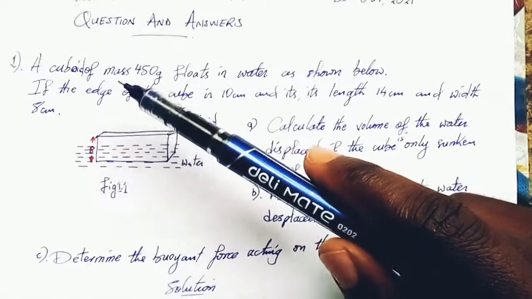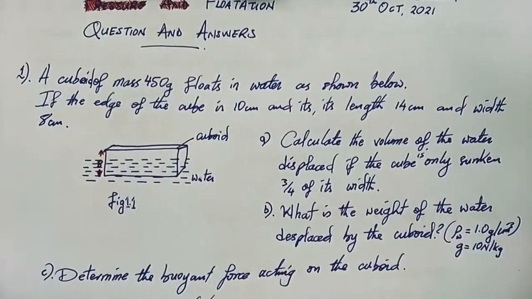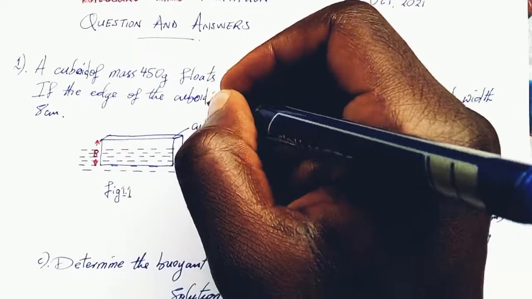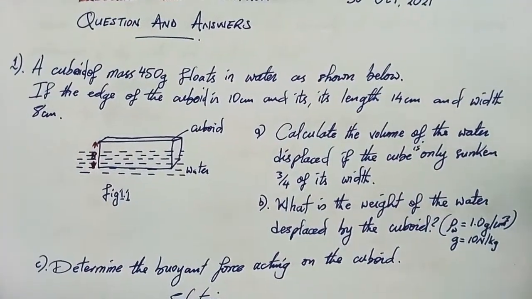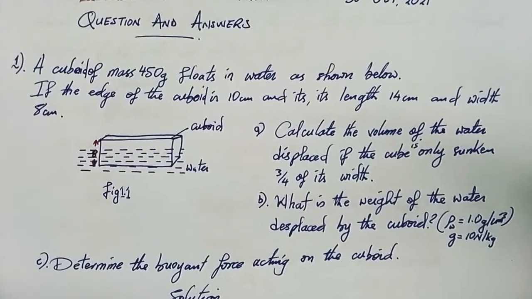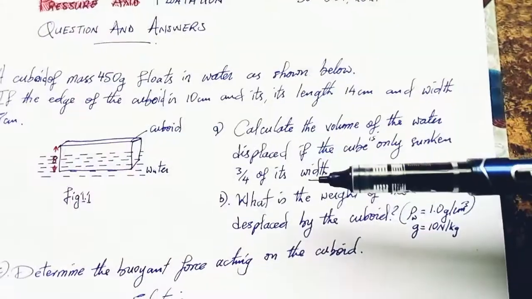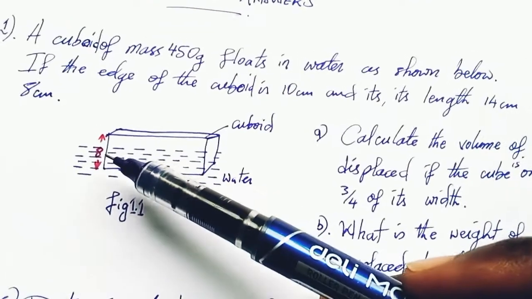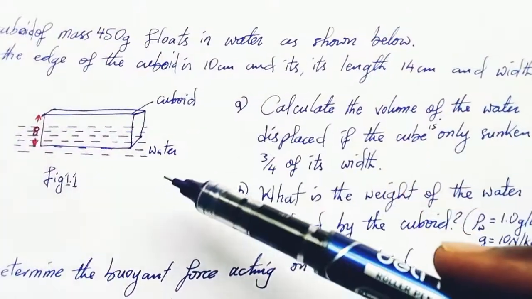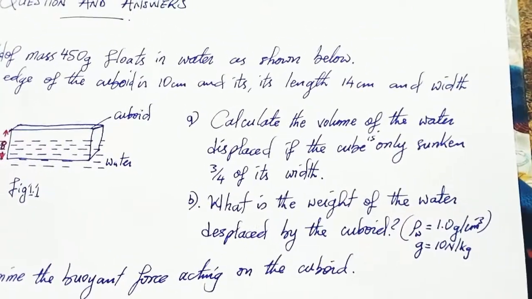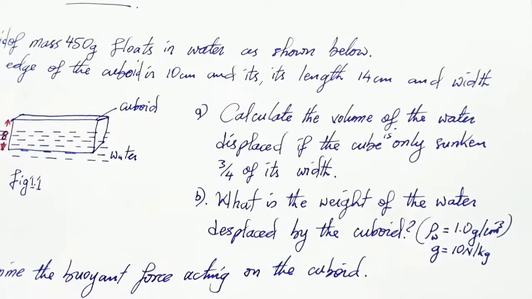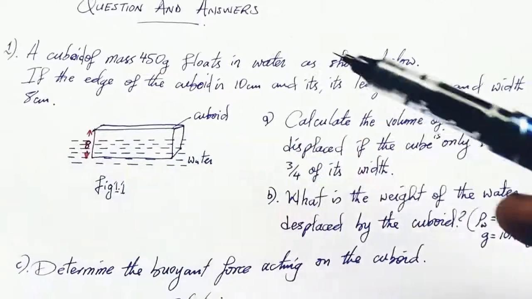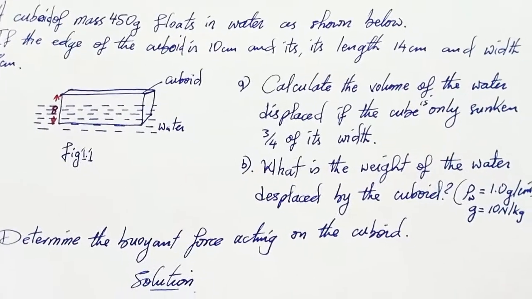A cuboid, this is a cuboid, of mass 450 grams floats in water as shown below. If the edge of the cuboid, not a cube, is 10 centimeters and its length is 14 centimeters, and width 8 centimeters. Therefore, this is my 8 centimeters here on the box, the width. Figure 1.1. A: calculate the volume of water displaced if the cuboid is only sunken 3/4 of its width. What's our width? Width is 8 centimeters. 3/4 of its width is the portion sunken.